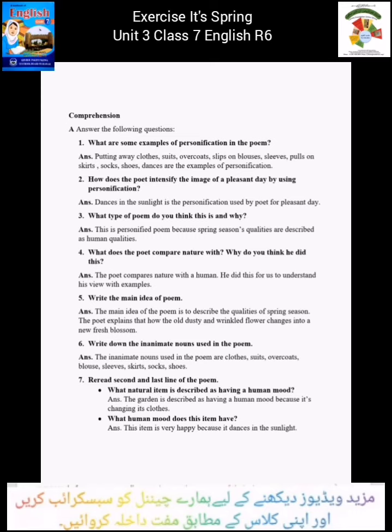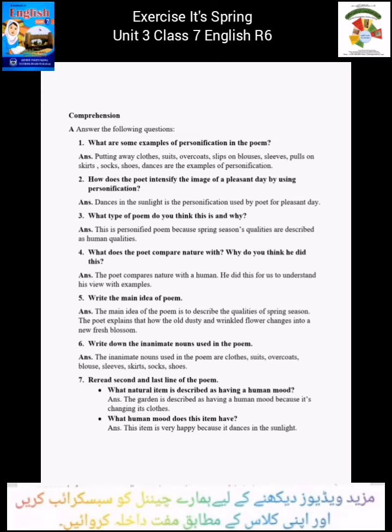So here the second line is that the garden is changing its clothes. Here, garden is the natural item that is having a human mood. The garden is described as having a human mood because it is changing its clothes. The garden wants to change those dull colors, that drab appearance, into a more fresh and new green, to become more greener. So that's why the mood is to change the clothes.